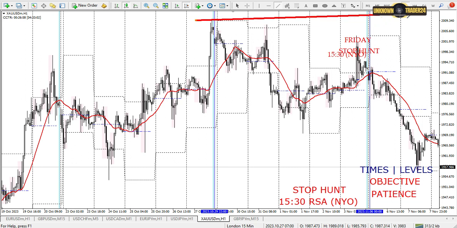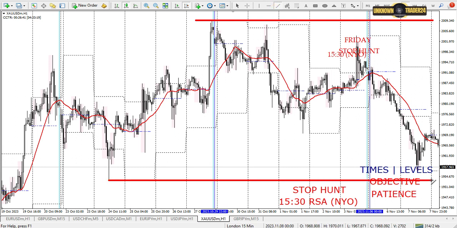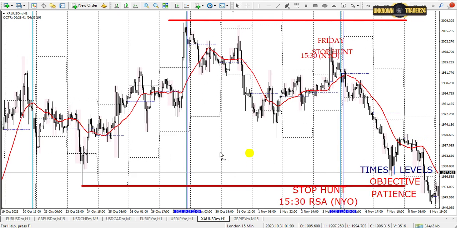The most important thing is actually to mark out the highs, because as I told you, the two things that will actually help you see these things in real time are the time and the levels. I want you to understand the importance of time. So we mark out our high and our low of the previous week.